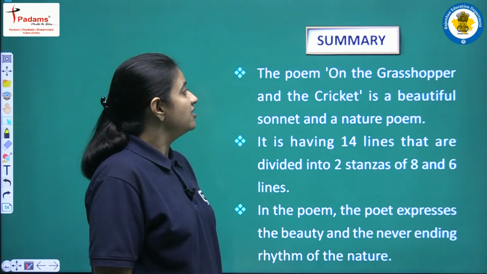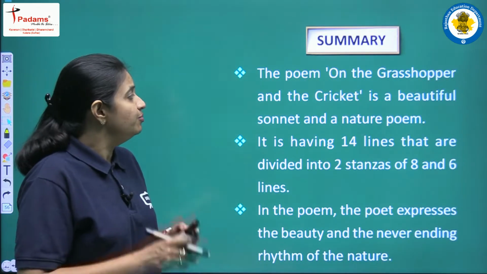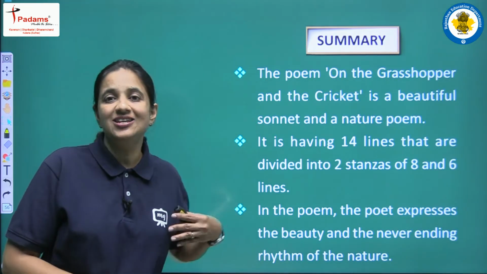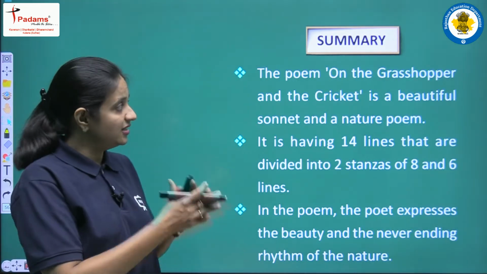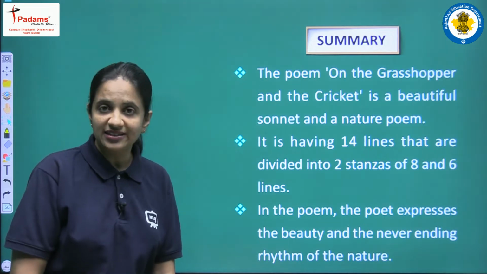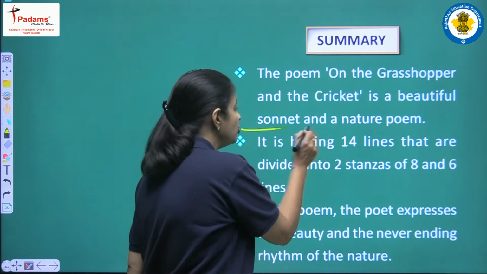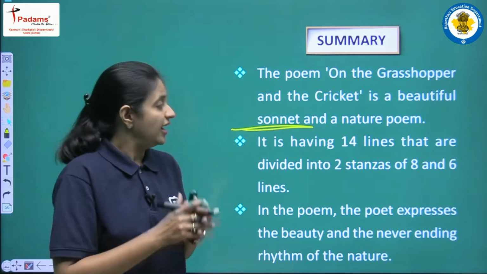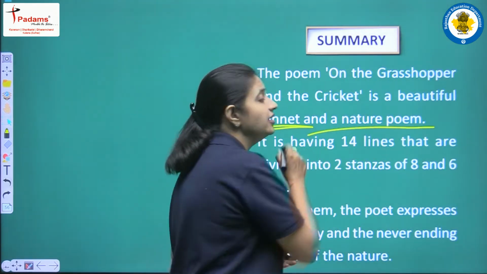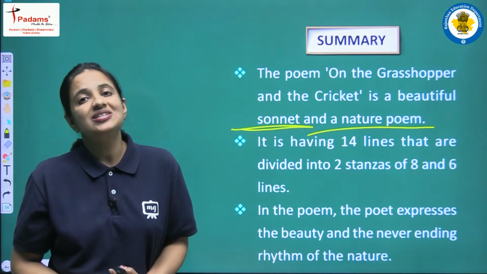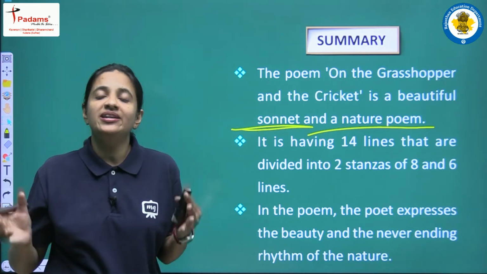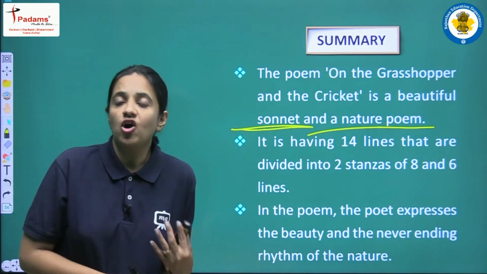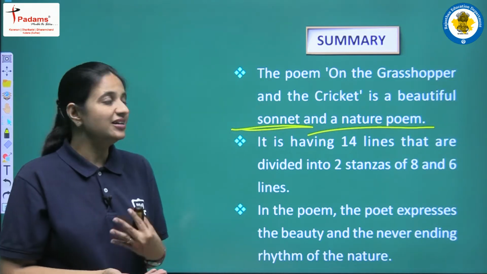The poem On the Grasshopper and the Cricket is a beautiful sonnet and a nature poem. We have discussed in the previous video that this poem is a beautiful sonnet, and we have discussed the term sonnet also. At the same time this poem is a nature poem. Why? Because this poem presents so many beautiful natural objects, or we can say the beauty of nature.